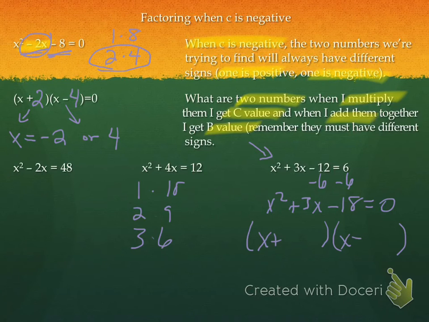The one that has a difference of whatever my b value is, a difference of 3, is 3 and 6. Again, my b value is positive 3, so I want my bigger number to be positive, so positive 6 and negative 3. 6 plus negative 3 gives me positive 3. 6 times negative 3 gives me negative 18, so it checks out. So x is equal to negative 6 or positive 3.